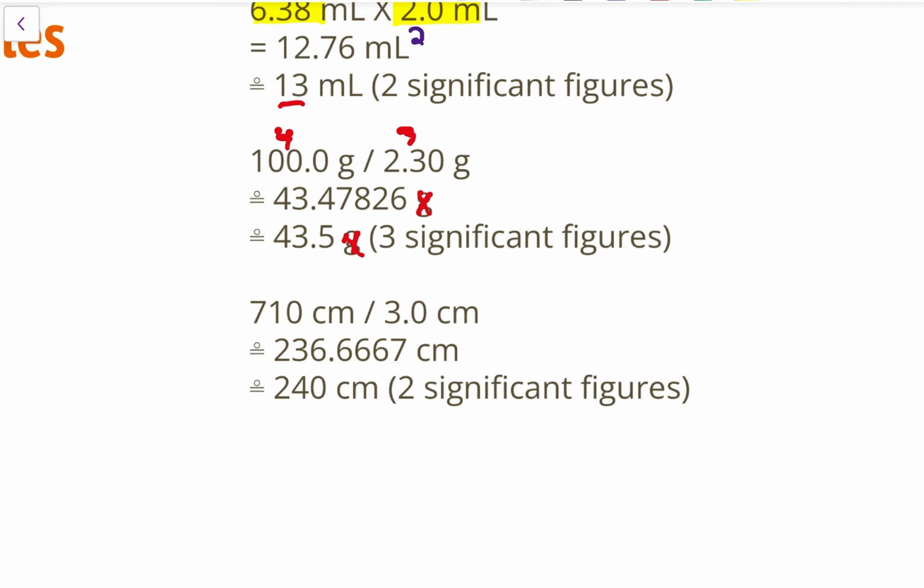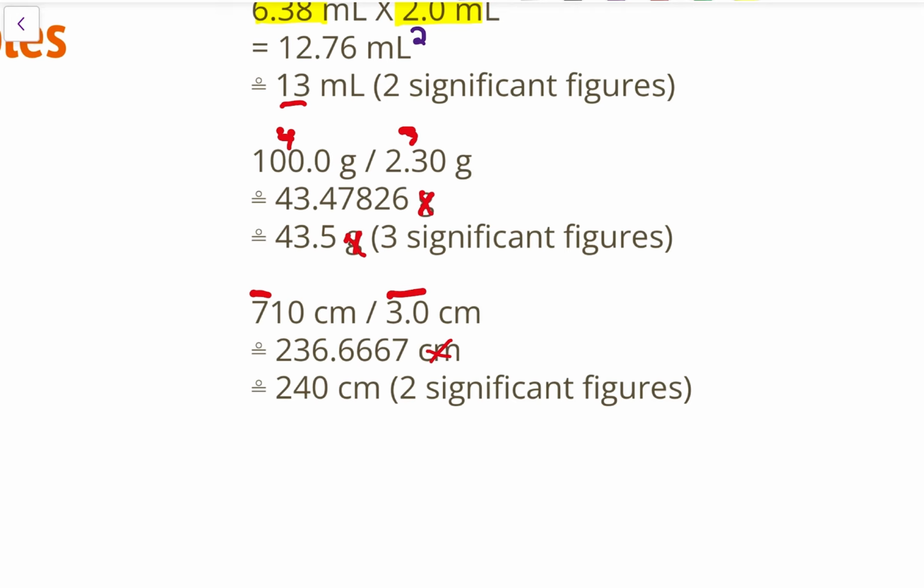The last one, units are mixed up again. 710 divided by 3.0. This is a 2-digit number, and this is a 2-digit number, so we need to round our answer off to 2 digits. So it gets a little bit wonky, but 236, making it a 2-digit number, would be 240, because remember that trailing 0 doesn't count.